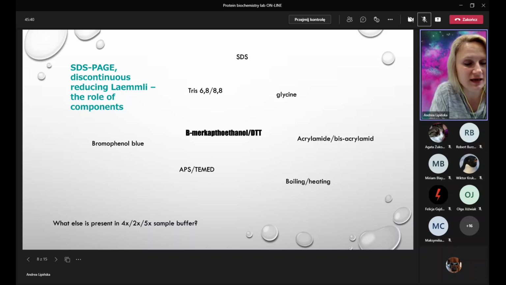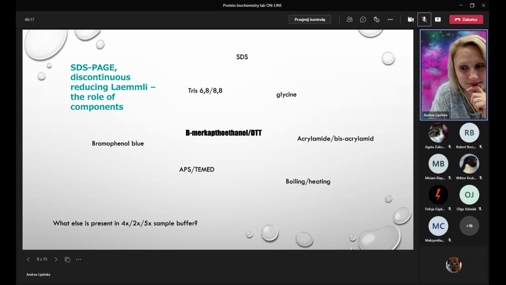Okay, so then there is a question, what else is present in the sample buffer? So we have, for sure, Tris. In the sample buffer, there is still SDS added. So you have SDS in the gel and you have SDS in the sample buffer. And then there is bromophenol blue. And what else? Glycerol. Yes, glycerol.